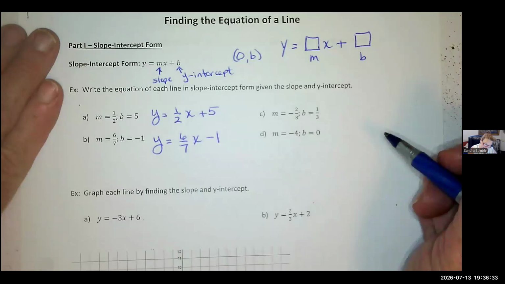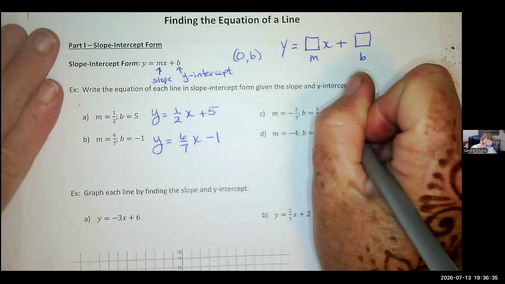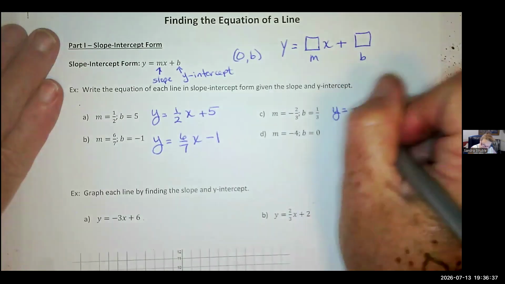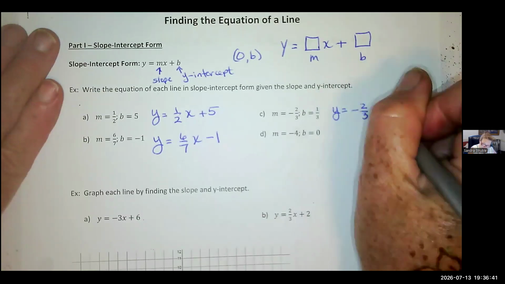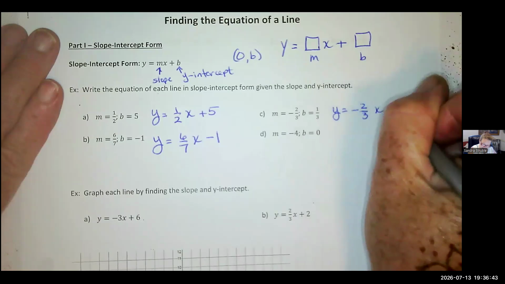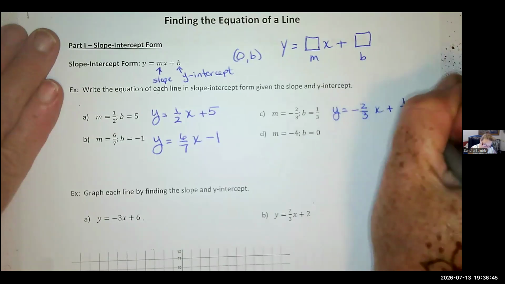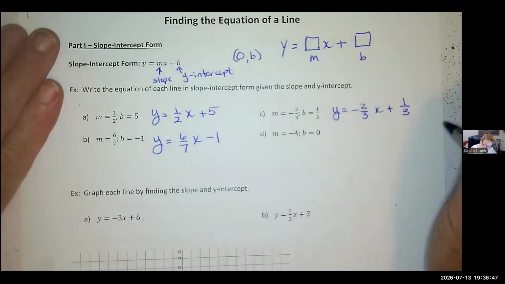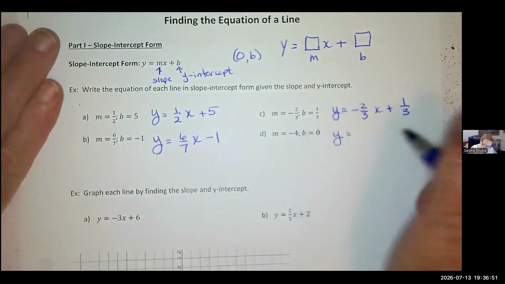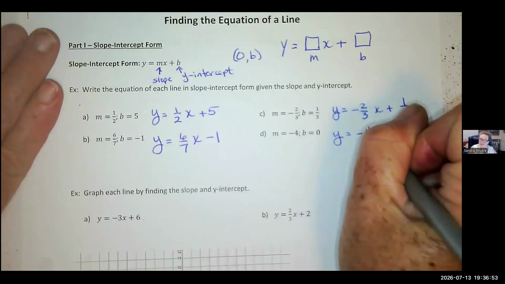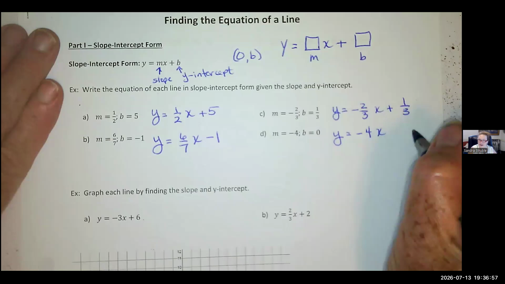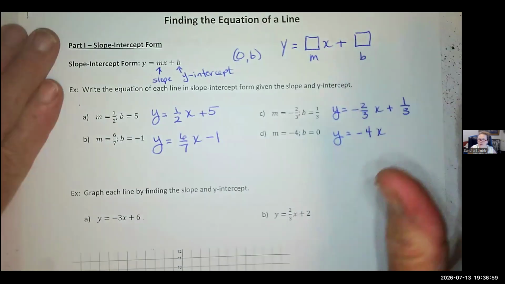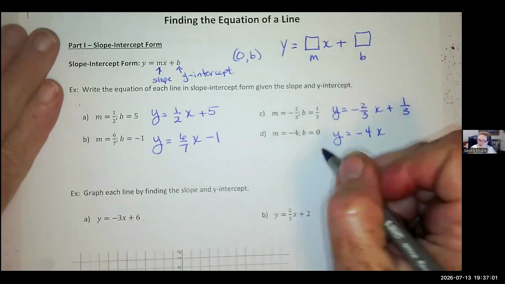Y equals, our m is -2/3. You're going to leave everything in fractional form, x, and then plus 1/3 for your y-intercept. And then the last one is y equals -4 for your slope. That's your m, x, but we're not going to put +0. We're just going to leave that. We're done. The y-intercept is 0, so we're going to leave it with nothing.